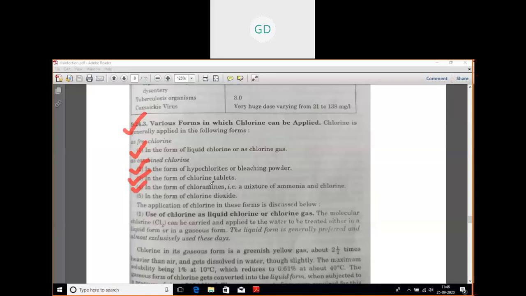Number four, in the form of chloramines. And what is chloramine? It is a mixture of ammonia and chlorine. Number five, in the form of chlorine dioxide. So these five names you remember: the various forms in which chlorine can be applied to the water.